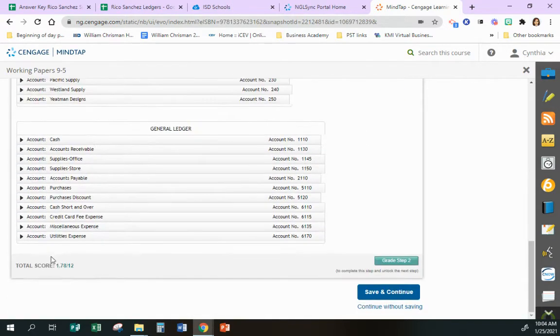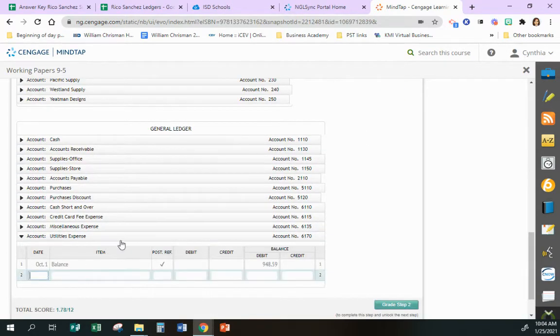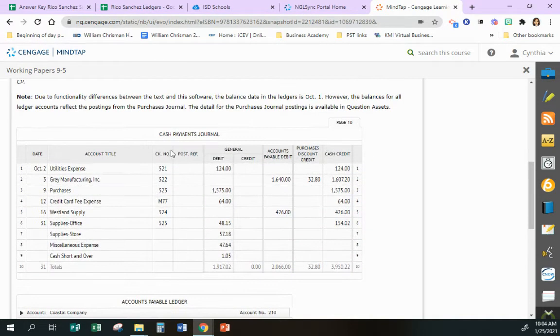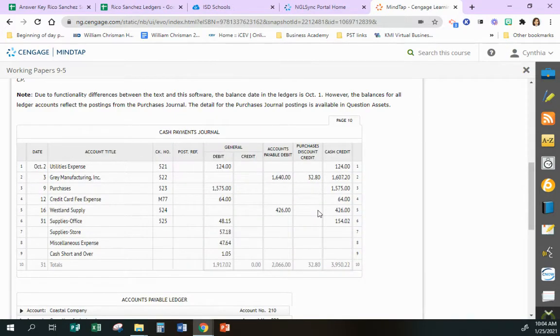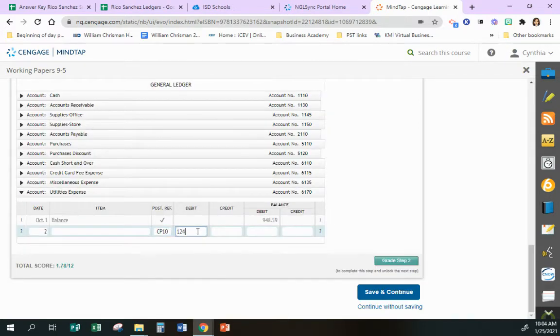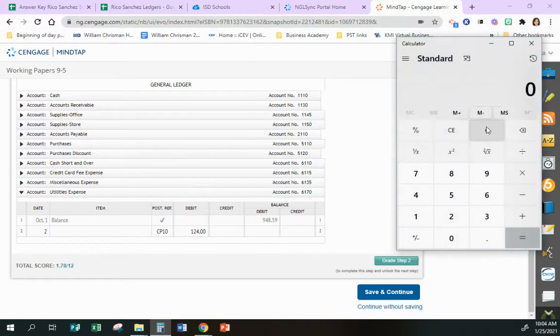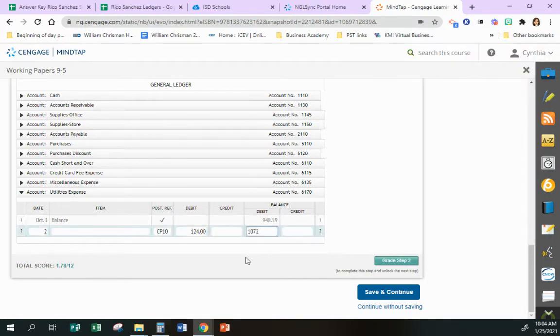So utilities expense is my first one. It is on the second. And this is cash payments journal, page 10. So CP10 is what you put in the post ref, the debit for $124. You have a debit and a debit. When you add those together, you get your total of 1072.